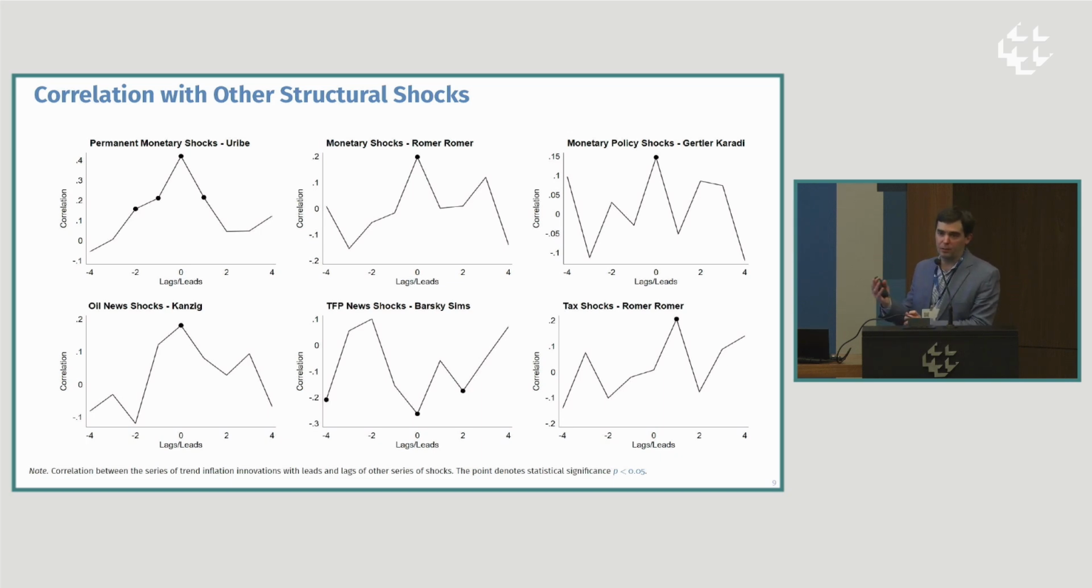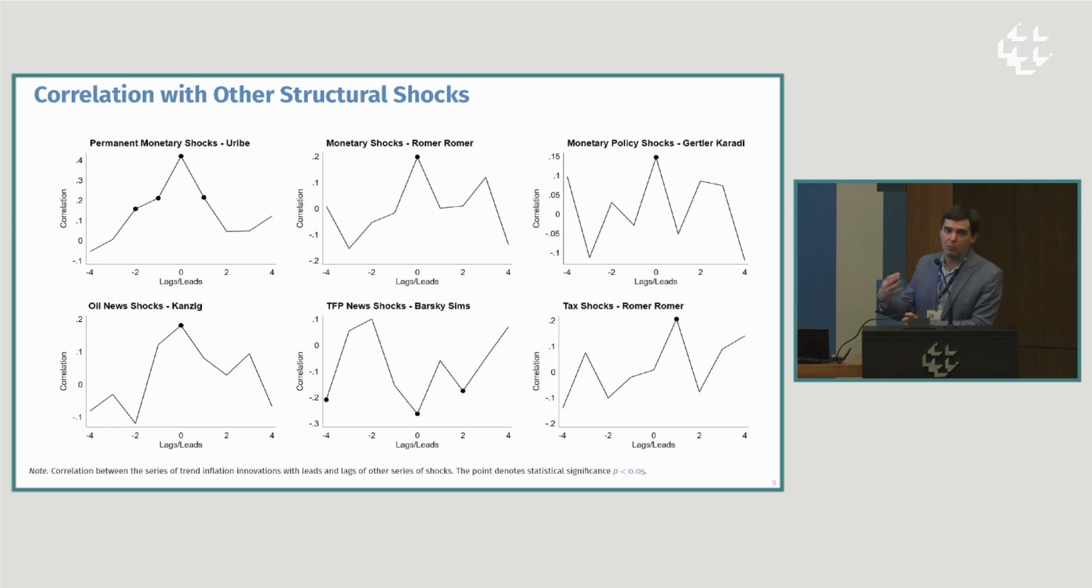So we compute a serial correlation with respect to other structural shocks that are there in the literature. First we compare with the permanent monetary policy shocks identified by Uribe. Here you will see leads and lags of the shock series relative to the contemporaneous values of our shock. And when you see a point, it is statistically significant. So we see that the shock is positively and significantly correlated with lags, leads, and contemporaneous values of the permanent monetary policy shock identified by Uribe. It's also correlated with the narrative series of monetary policy shocks identified by Romer and Romer, and also monetary policy shocks identified by Gertler and Karadi.